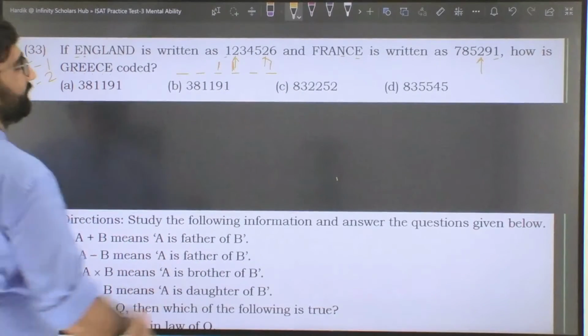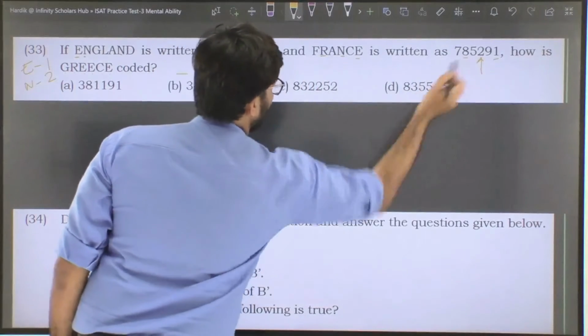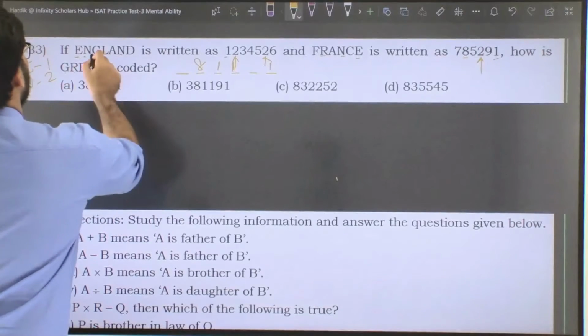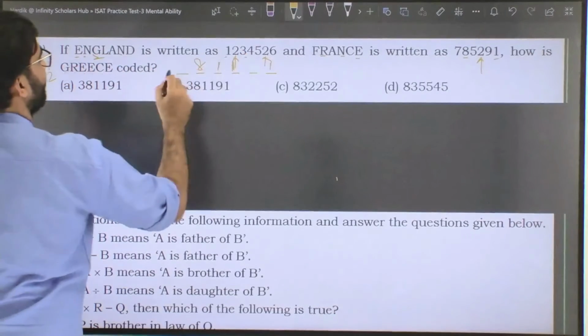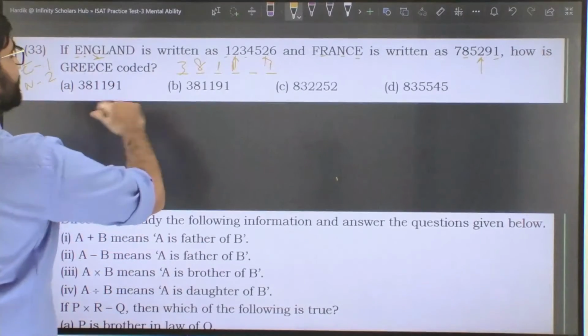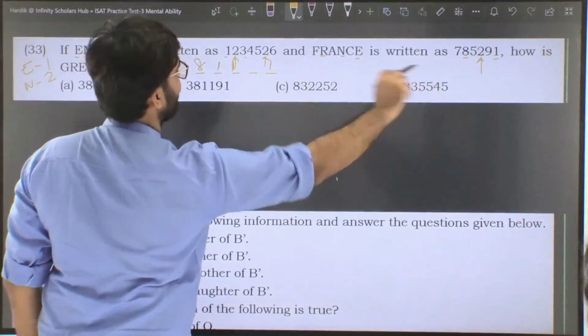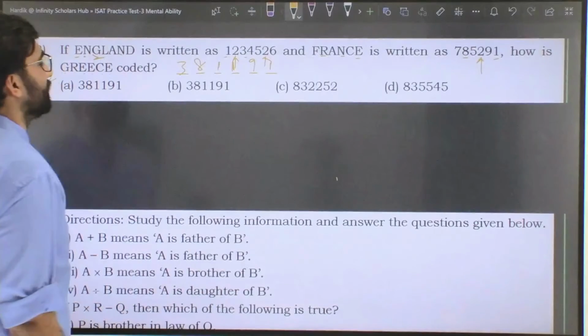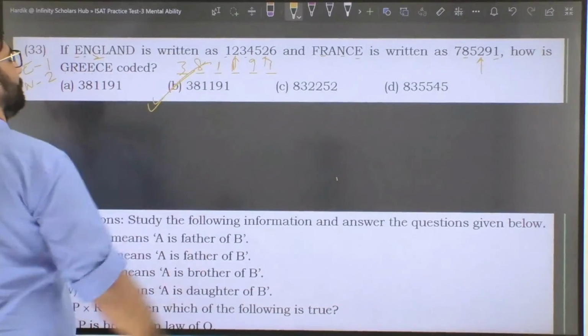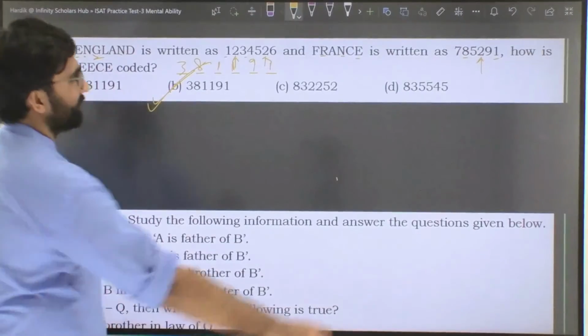Then R, if you see R is corresponding to 8. So this will be 8. G is the 3rd alphabet. So G will be 3. Then C stands for the second last alphabet, which is 9. So the correct answer over here will be 381191, and that is option number B. So option number B was the correct answer for this question.